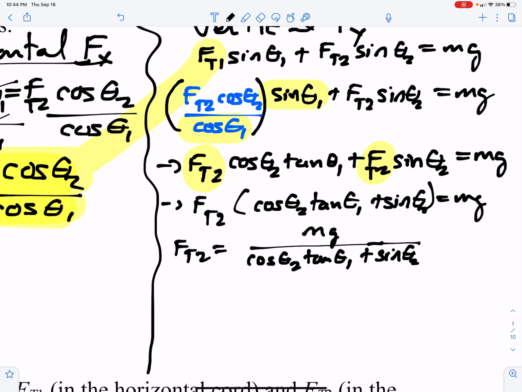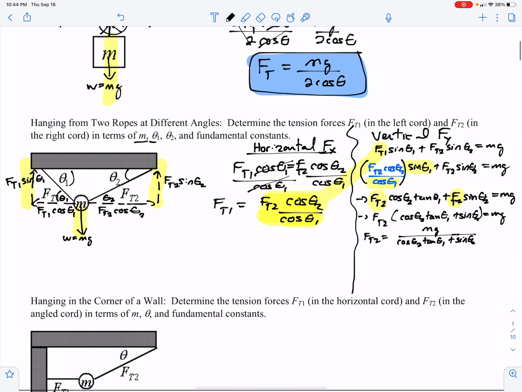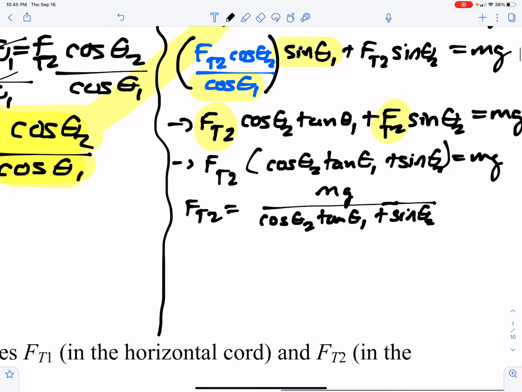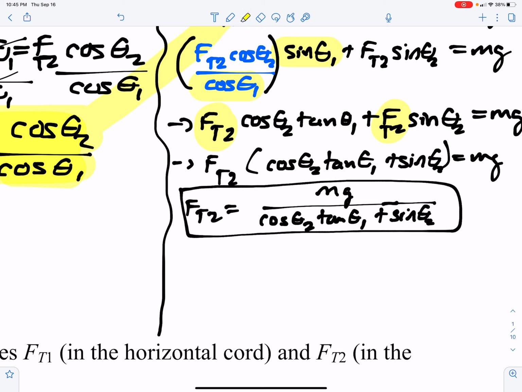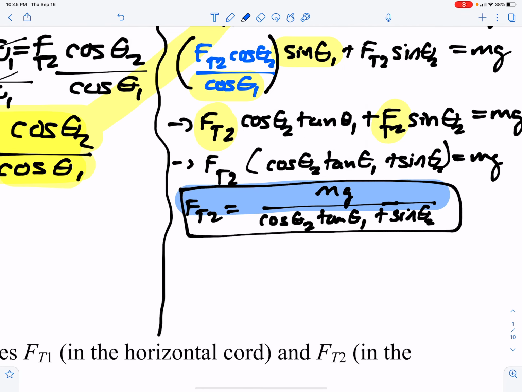And we just do a double check. We're only supposed to have m, theta 1, theta 2, and g, fundamental constants, meaning g in our answers. We've got mg, theta 1, and theta 2. We're good. Kind of a complicated looking answer, but it's written in the appropriate variables, so it works.